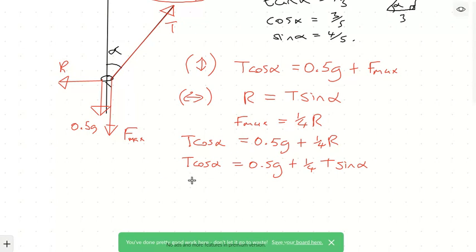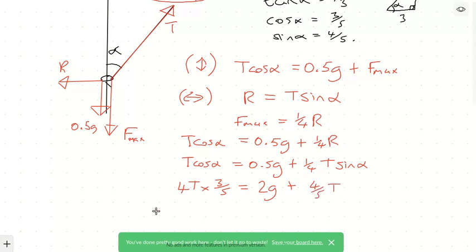Personally, I'd like to times everything by 4 first. 4t. Oh, I also want to swap my cos alpha for 3/5. I'm timesing that by 4, so that makes 2g. And this is going to be just t sine alpha now, which is 4t. Yeah, 4/5, 4/5 t. And then I think everything's fine.